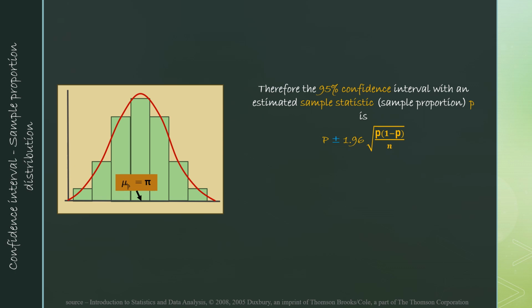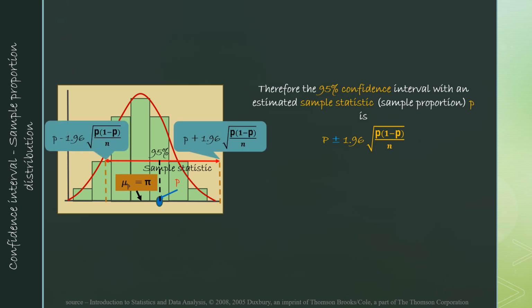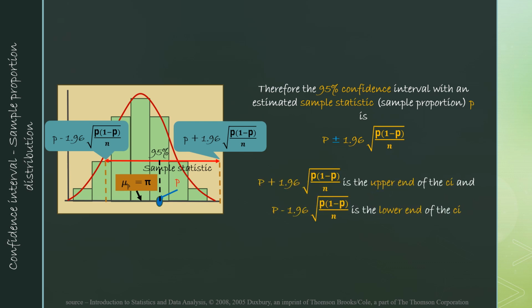Therefore, the 95% confidence interval with an estimated sample statistic, that is sample proportion p, is p plus or minus 1.96 times square root of p multiplied by 1 minus p divided by n. P plus 1.96 multiplied by square root of p multiplied by 1 minus p divided by n is the upper end of the confidence interval, and p minus 1.96 times square root of p multiplied by 1 minus p divided by n is the lower end of the confidence interval.